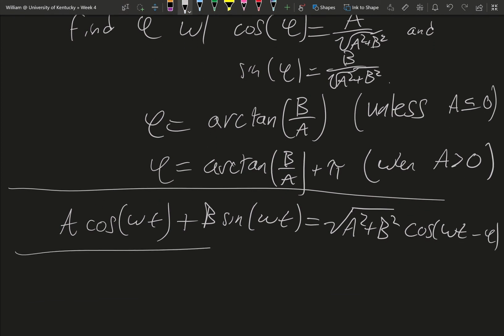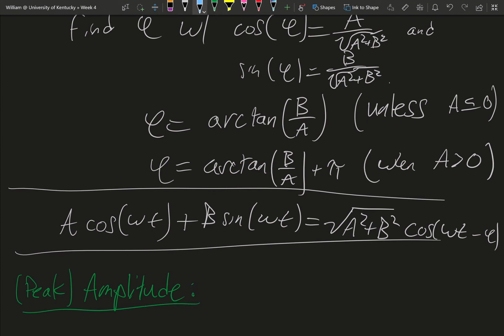Okay, why is this important? Well, there are a couple things that can be important to know in practice. So the first is what's known as sometimes the peak amplitude, but we're just going to call it the amplitude. And all this is in regards to y, our original function.